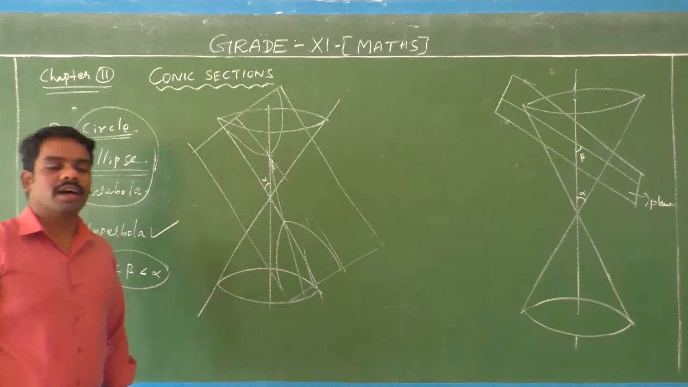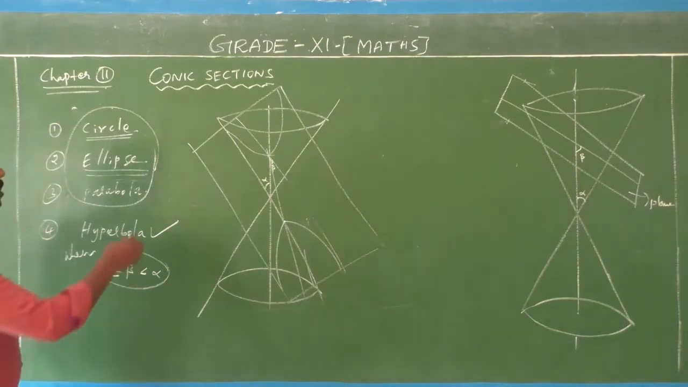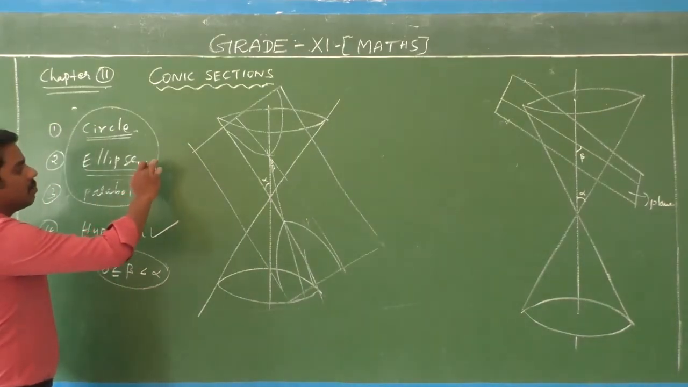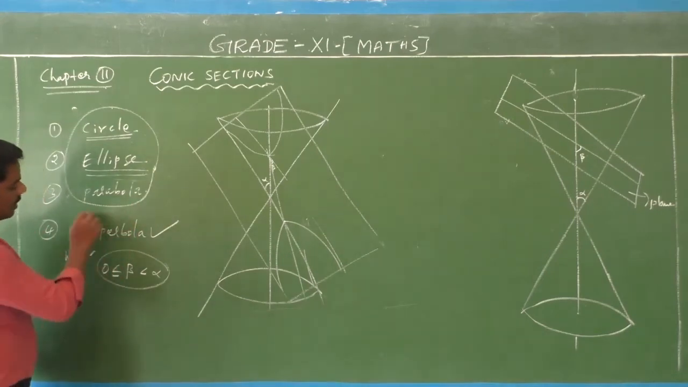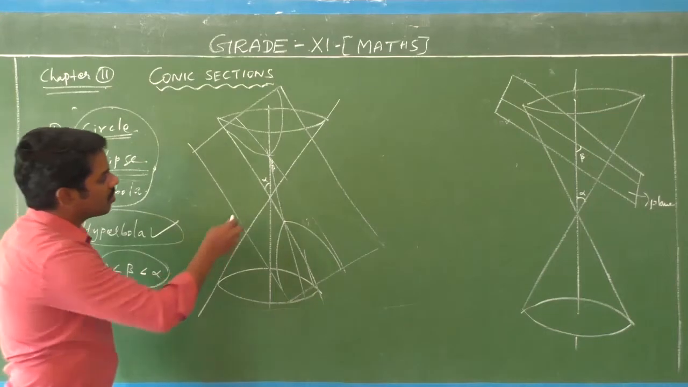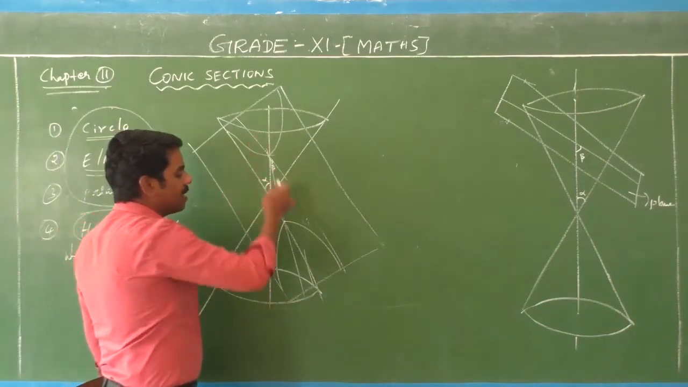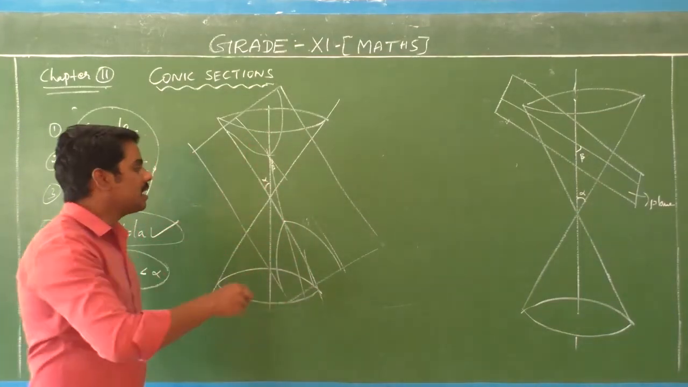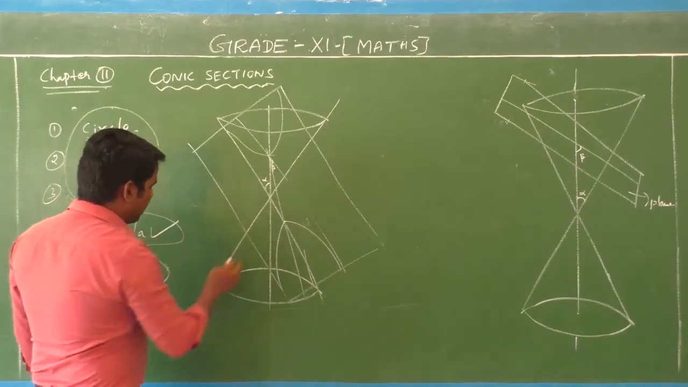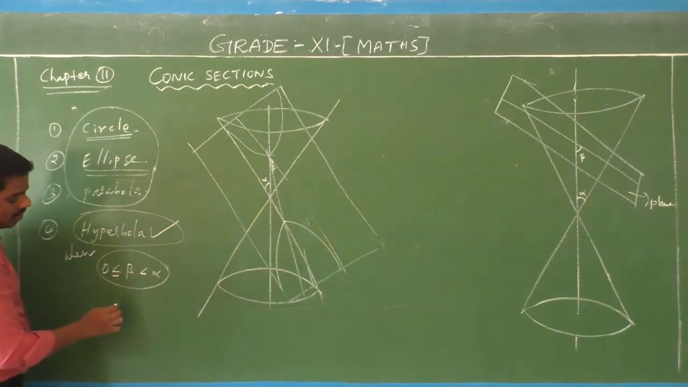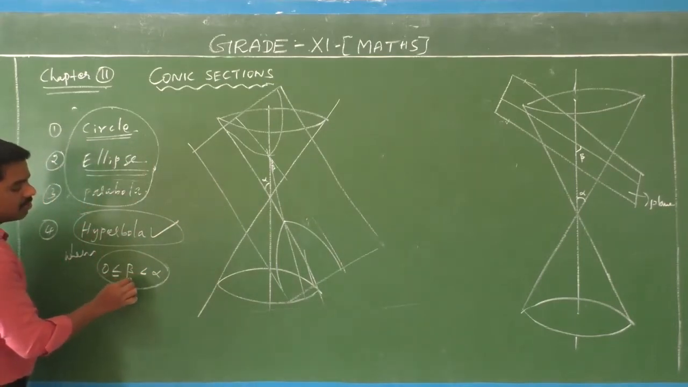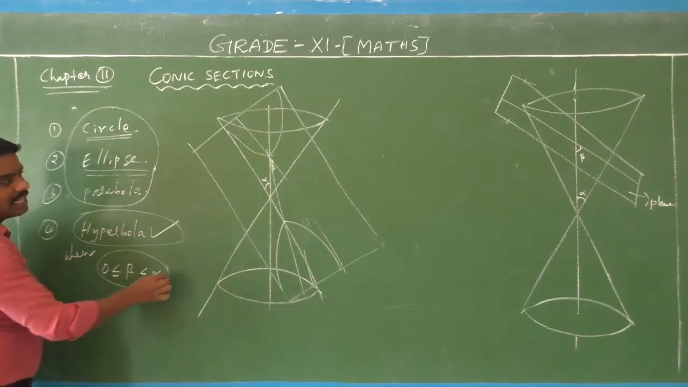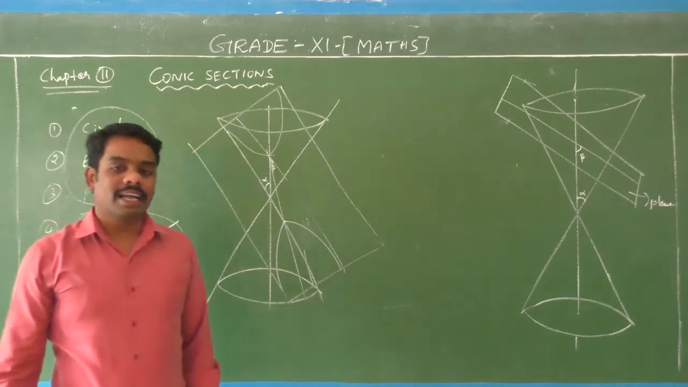This is a hyperbola. But for the above three sections, the plane cuts only one nappe, above or below. For the hyperbola, the section of the conic is at both the above nappe and the below nappe. Comparing alpha and beta, the angle between the line and the plane beta is 0 less than or equal to beta less than alpha. Then the given section is called a hyperbola.